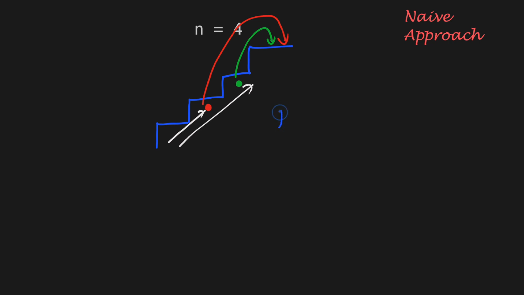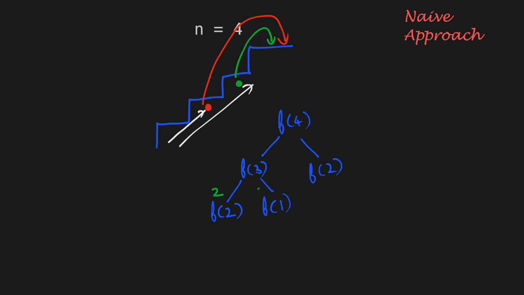For example, for n equal to 4, the number of ways to reach the top of the staircase will be the sum of f of 3 and f of 2, which are the number of ways to reach steps 3 and 2 respectively. Now to calculate f of 3, we go deeper. Following the recursive definition, f of 3 will be equal to the sum of f of 2 plus f of 1. And now we have hit the base case, where we know for number of steps equal to 2, the number of ways is 2.